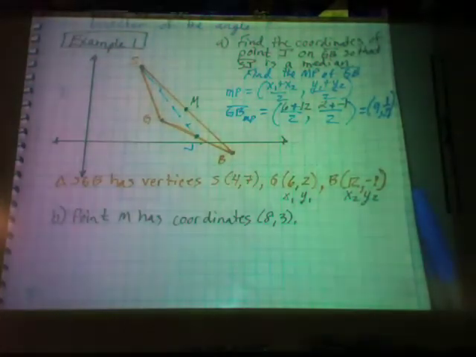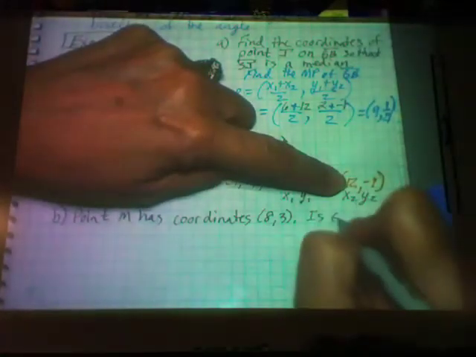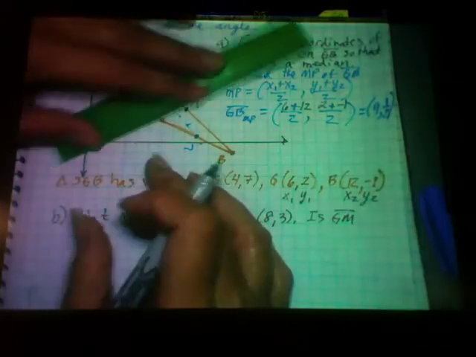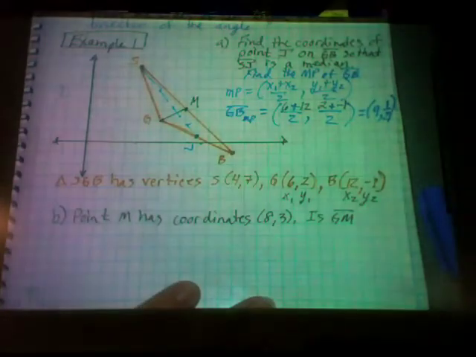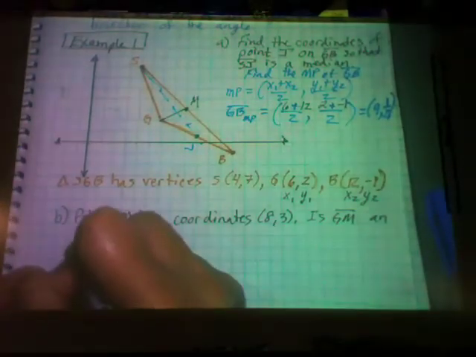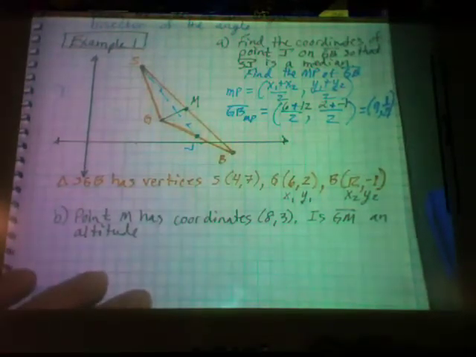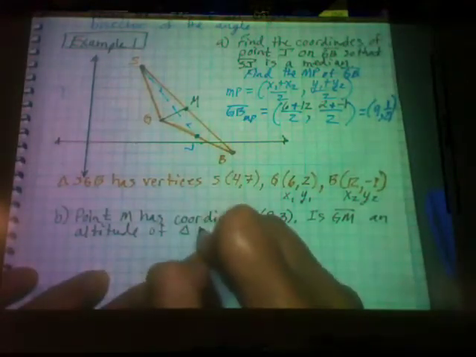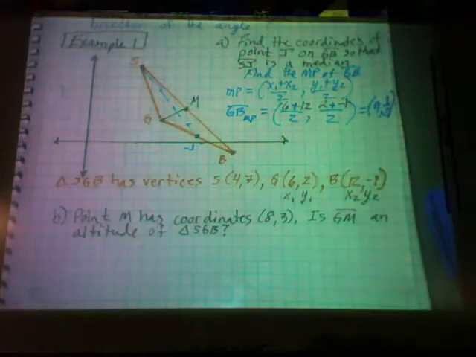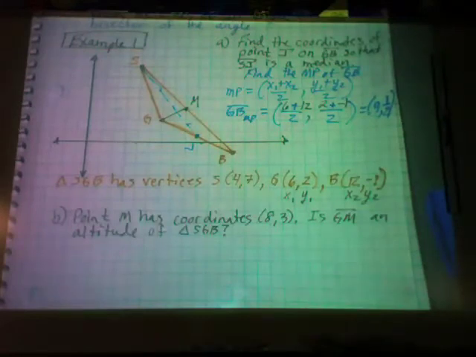Here's their question. Is segment GM, so segment GM would be from here to here. Is segment GM an altitude? You can't just say yes or no without any work. Is it an altitude of triangle SGB? What do we know about altitudes? They don't go up necessarily. This one doesn't necessarily really go up-ish. Look at your definition for an altitude. What are the two characteristics?